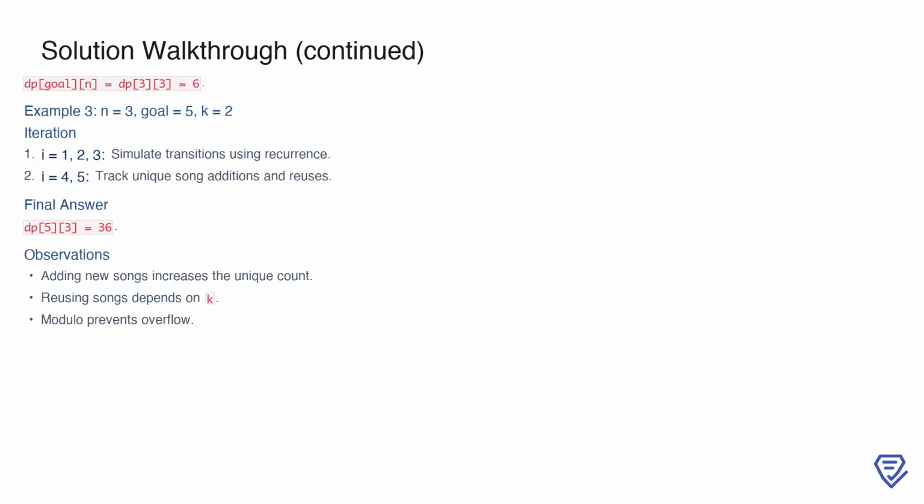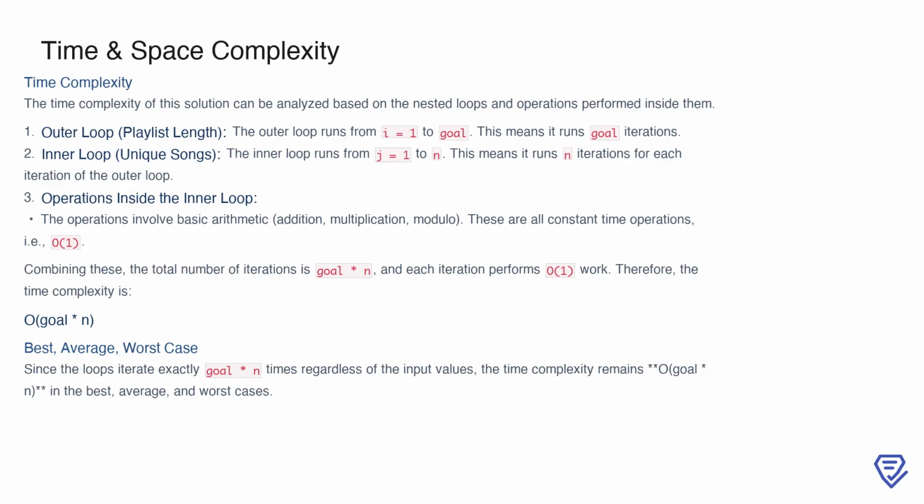To analyze the time complexity of this solution, we start by considering the nested loops in the algorithm. The outer loop, which corresponds to the length of the playlist, runs from 1 up to the goal, meaning it performs goal iterations. Within this, the inner loop iterates over the number of unique songs, running from 1 to n. This results in n iterations for each iteration of the outer loop. Inside these loops, the operations performed are basic arithmetic, such as addition, multiplication, and taking modulo. Each of these operations takes constant time, or O(1).